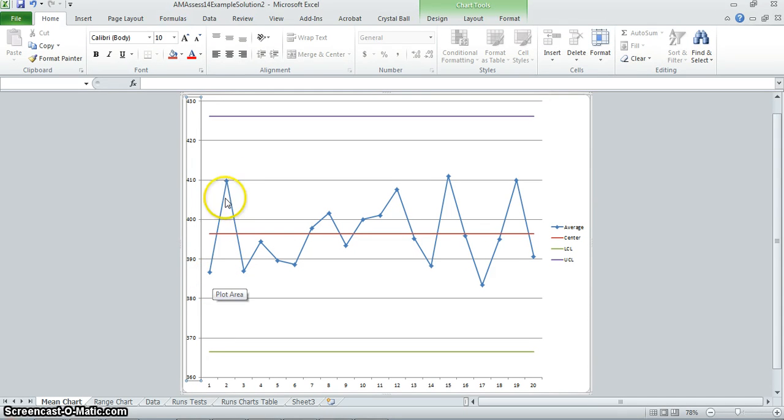So far we have 1, 2, 3, 4, and then here is a run of 2 points going down, which is 5. A run of 2 points going up is 6. 1 going down is 7. 3 going up is 8. 2 going down is 9. 10, 11, 12, 13. So we have 13 runs up and down on this control chart.